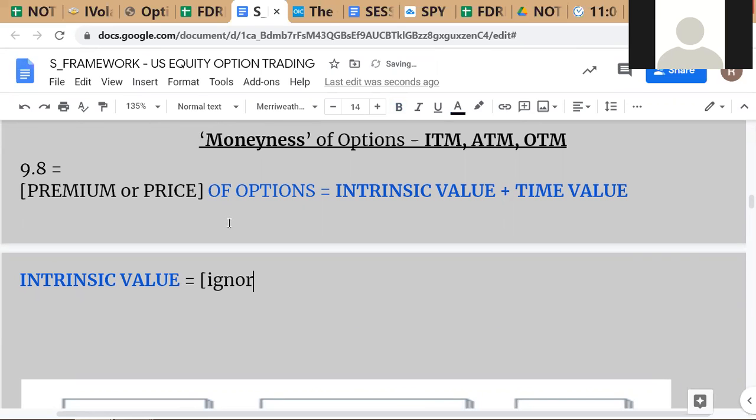Say we have, ignoring transaction costs. Transaction costs include brokerage, etc. Let's put it in practice.